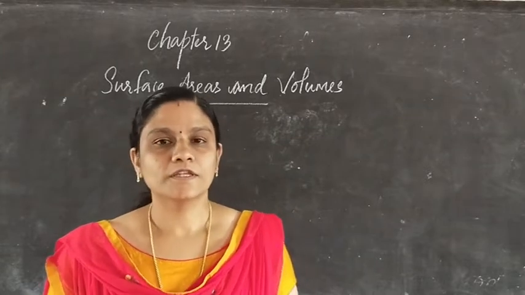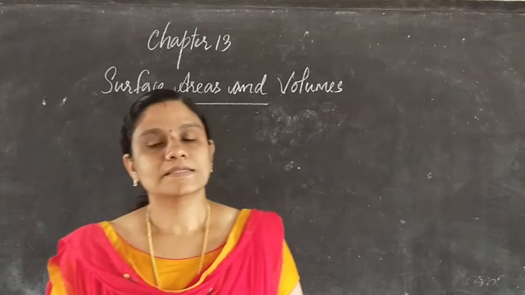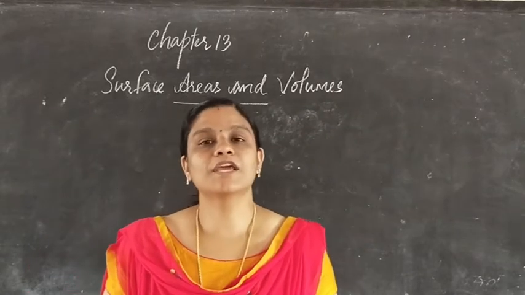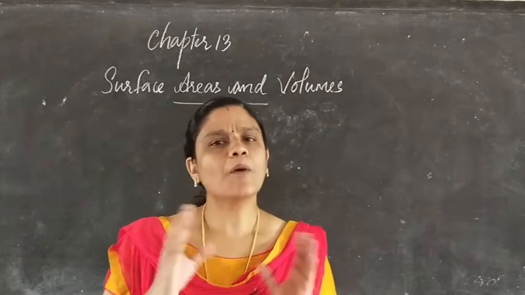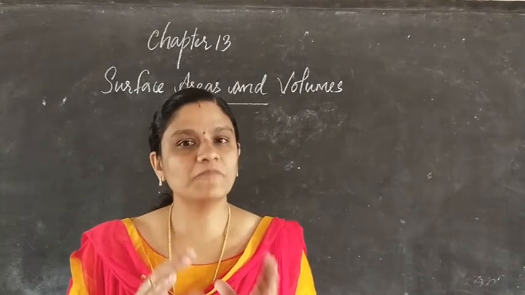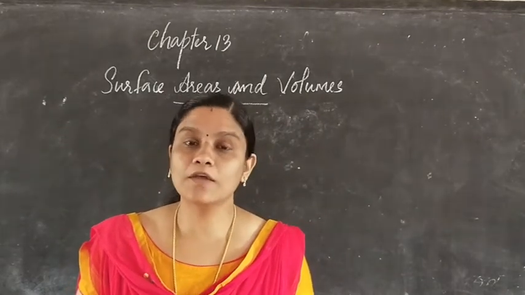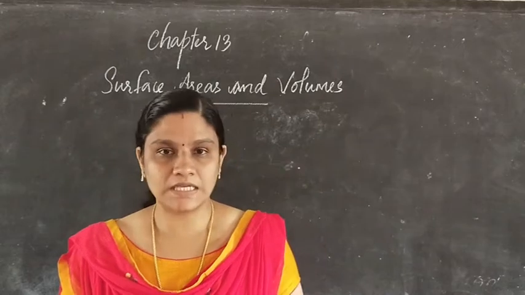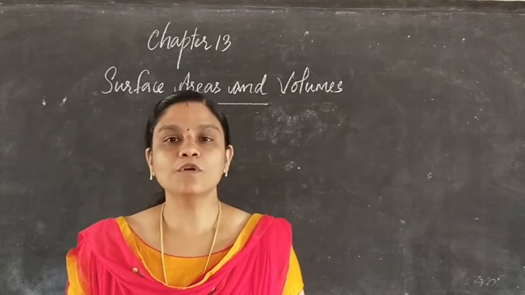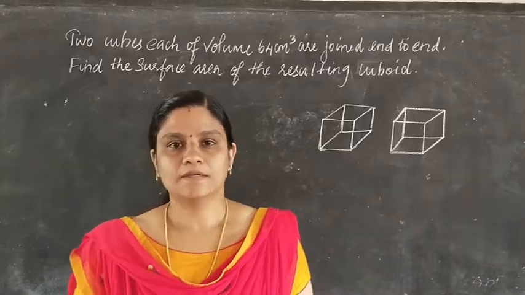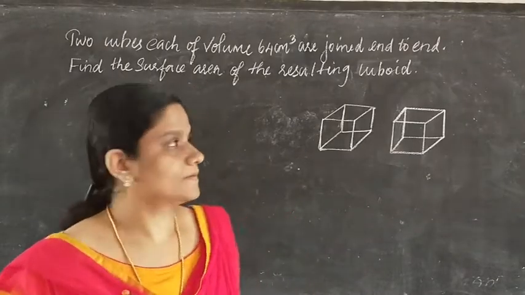So the first topic is the surface areas of a combination of solids. From the name we can understand there will be more than one solid shape. So we are going to see how to find the surface areas. Now let us see a question.